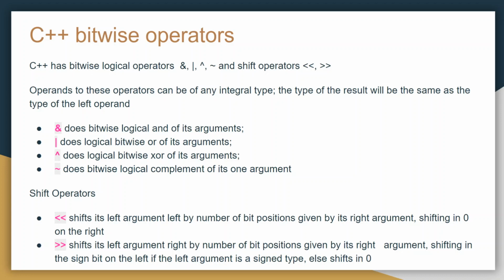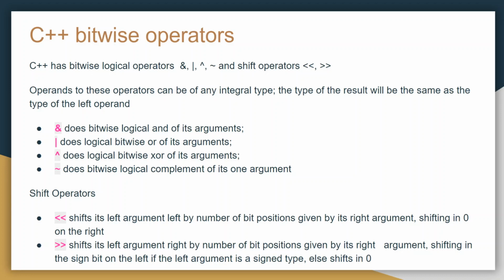So for C++, we have these bitwise operators that you should have learned in CSE 30, right? We have the logical operators and, or, XOR, and not, and then the shift operators as well. Operands to these operators can be of any integral type. AND does the bitwise logical AND of its arguments, OR does the bitwise logical OR, XOR does the bitwise XOR, and then there's the logical complement. And then we also have these shift operators. This is all going to be important to you when you want to read and write bits.